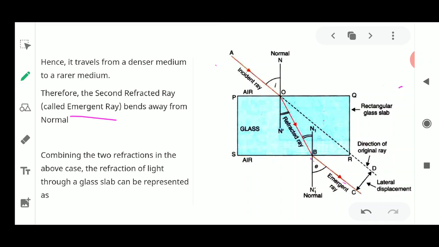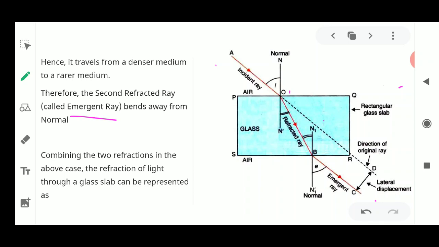The light ray which comes out after the second side of this glass slab is known as the emergent ray. We do not call it a refracted ray, because the refracted ray is the one in between, where refraction takes place continuously as the light moves from one part of the glass slab to the other part. Once it is coming out, emerging out, that is why its name is the emergent ray. This emergent ray is going to bend away from the normal once it comes out from the second part of the glass slab into the air. Now this is about the emergent ray.